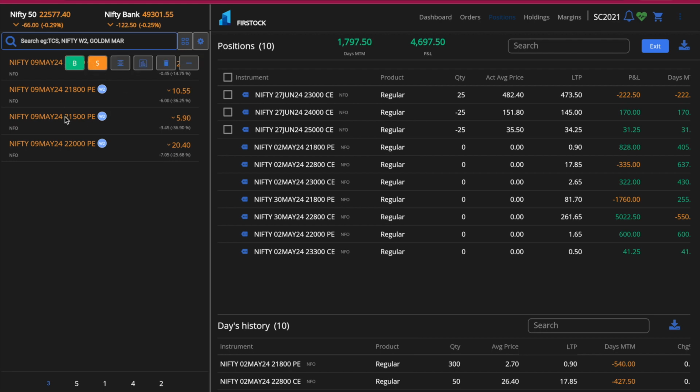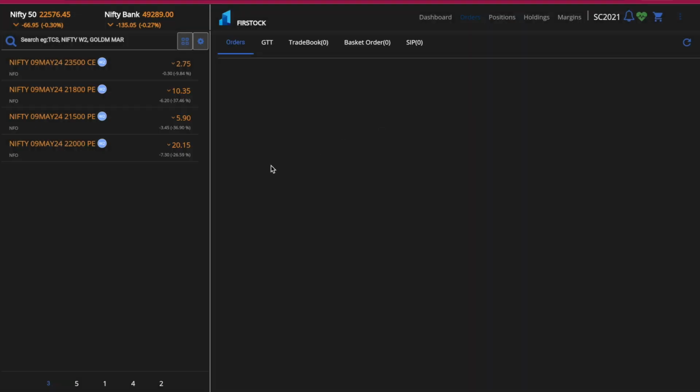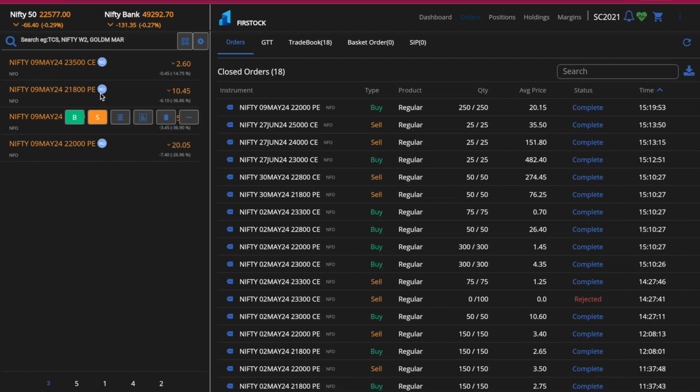Here we go ahead and buy this PE. Buying it at 250. The lot size has changed, so we go ahead and buy this. Executed. Now let's go ahead and sell this 250.